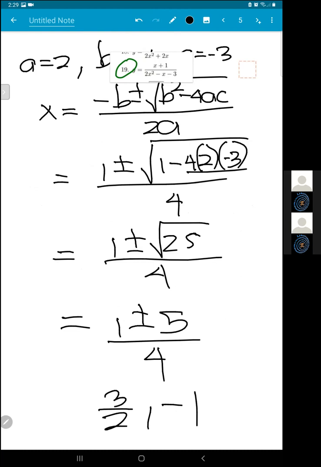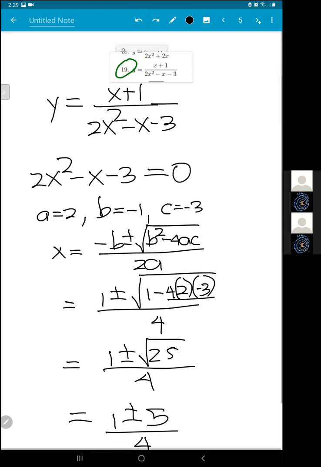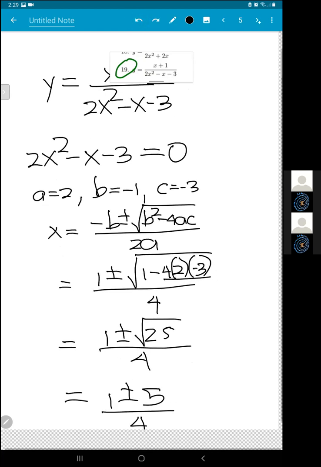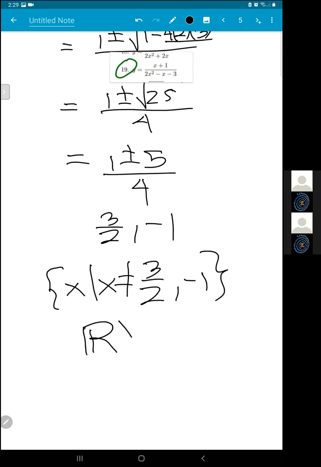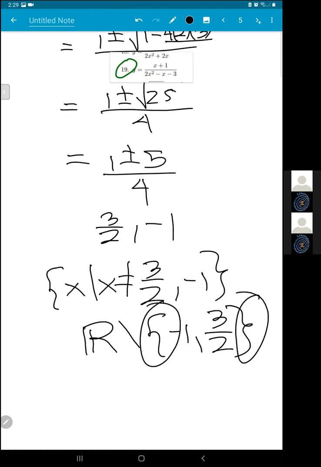So those values will make the function here undefined. If you plug in those values, the denominator will become 0, and you know you cannot divide by 0. So how do you write down the domain? In set notation, the set of all x such that x is not equal to 3/2 or -1, or simply the set of all real numbers except 3/2 and -1. Okay, you have to use this delimiter to denote a set.